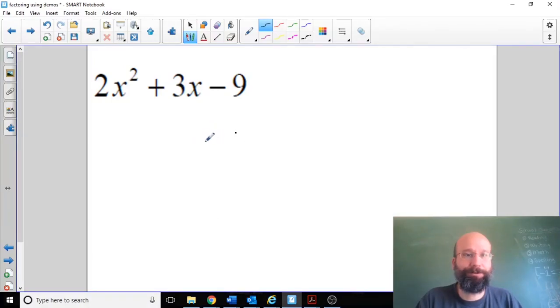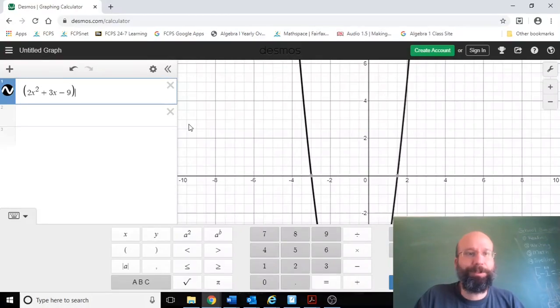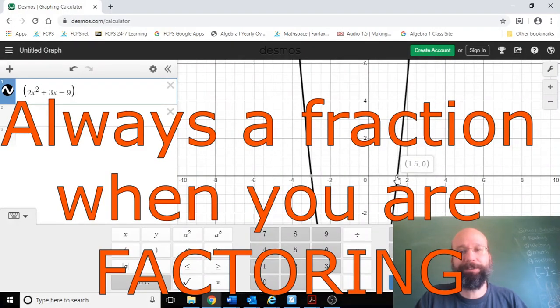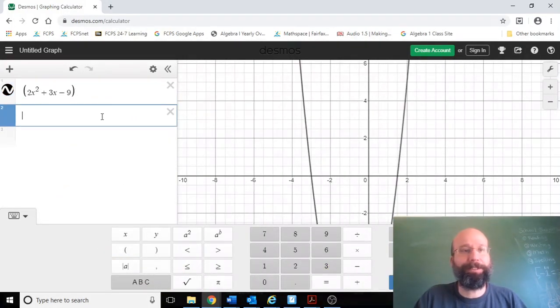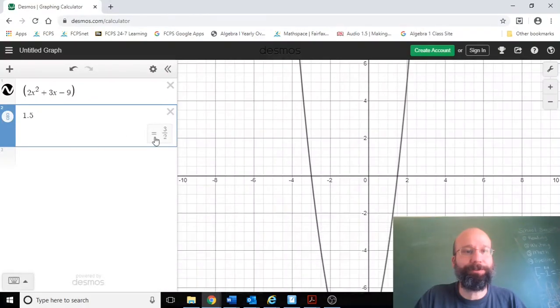Alright, so let's try this one. 2x squared plus 3x minus 9. So the first thing we're going to do is type that into Desmos. Alright, so we typed this into Desmos and it gives us negative 3 and 1.5. So I need to change that 1.5 into a fraction. It always has to be a fraction. So the easiest way to do that would be to type it in here, 1.5, and then hit this button here. It'll change it to a fraction, 3 over 2.